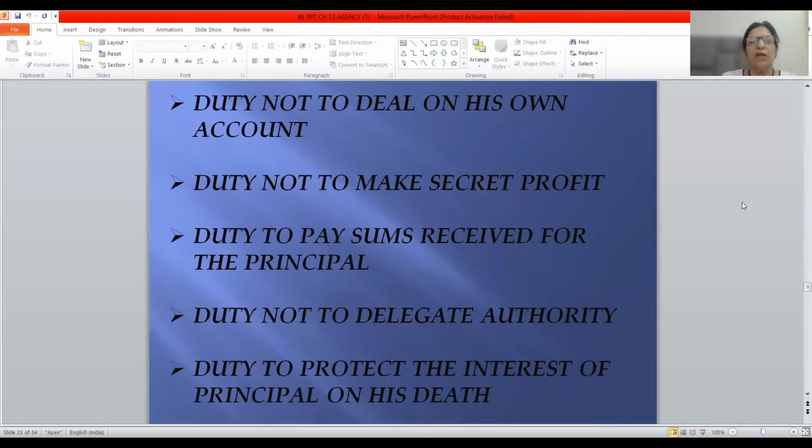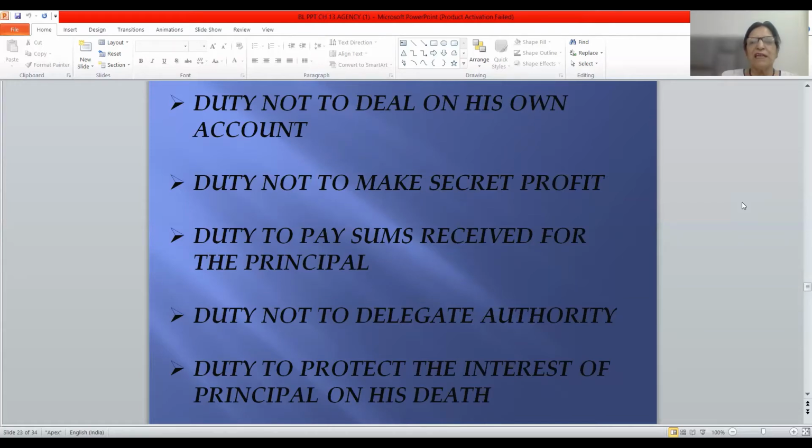Duty not to deal on his own account. He is not allowed to deal on his own account. The principal says that you look for a certain property in the South Delhi area, and he goes and looks for the property in South Delhi area, and then he comes to know that in the South Delhi area, the property is available at very cheap prices. To his principal, he says no property is available in South Delhi area, but then he buys that property for his personal use. And then the principal later comes to know, then in that case, principal will have the right to terminate his services. So he should never ever deal on his own account.